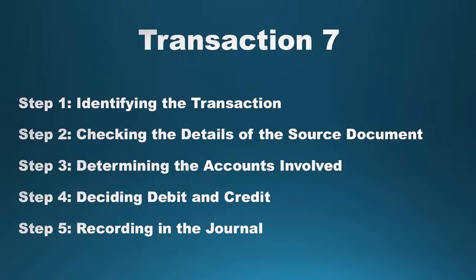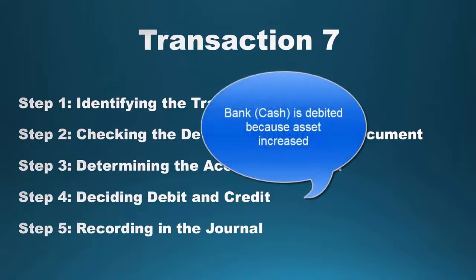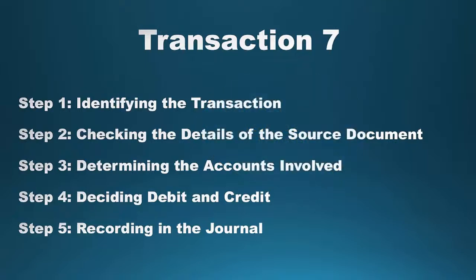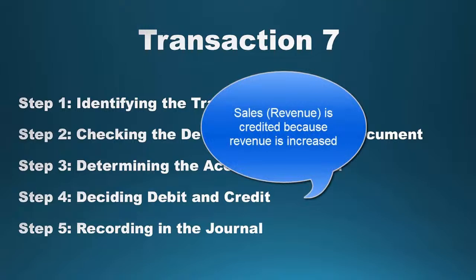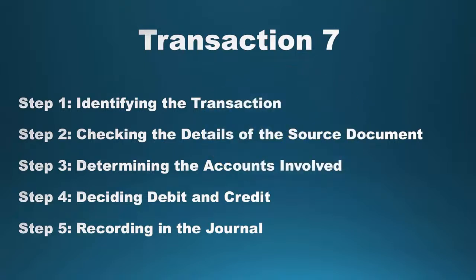Step 4. Deciding debit and credit. Now let's determine which account to debit and which to credit. The bank account is debited because the cash balance and asset is increasing. An increase in assets is always recorded as a debit. The sales account is credited because the business's income revenue is increasing. An increase in revenue is always recorded as a credit. So we'll debit the bank account and credit the sales account for $1,200.